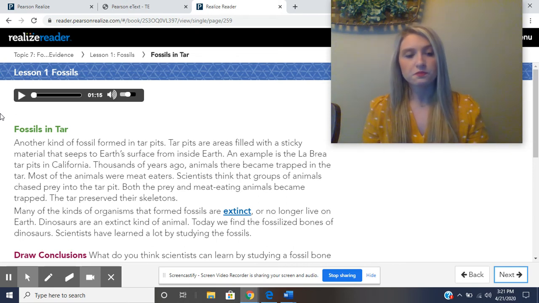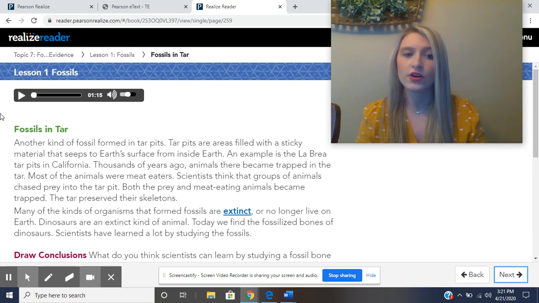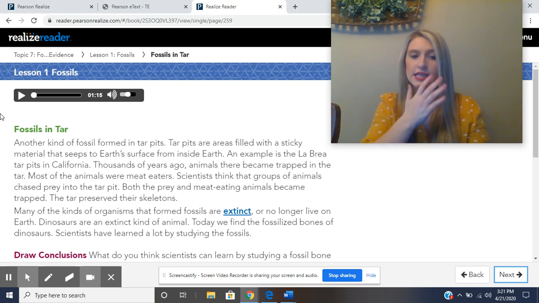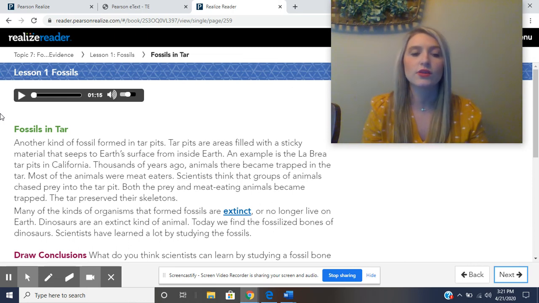Many of the kinds of organisms that formed fossils are extinct or no longer living on Earth. And we heard about that in our video. So in your definition for extinct, it is no longer living on Earth. Dinosaurs are an extinct kind of animal. Today we will find the fossilized bones of dinosaurs.